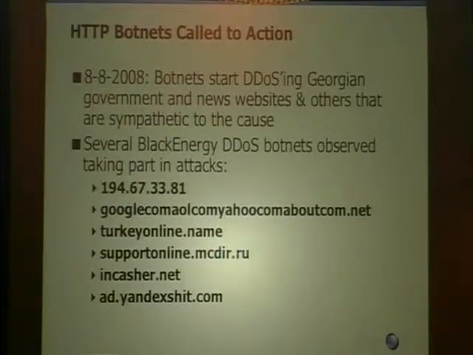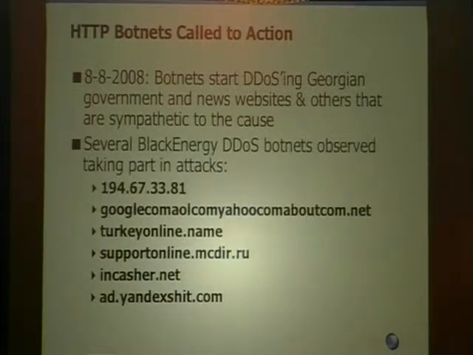But you'll see that some of the attacks they could help with and others they couldn't. So on that same day, the botnets started DDoSing Georgian government sites and news sites and a bunch of others that were sympathetic to the cause. So they were attacking press websites in Russia that were writing pro-Georgian stories. It wasn't all just government websites, and it wasn't all just .ge websites. Some of them were .com, different news, a lot of news people that were attacked.